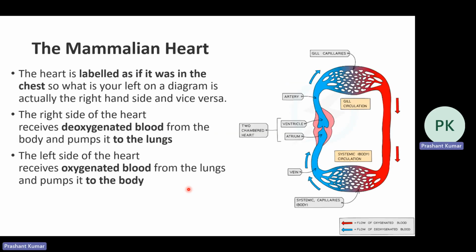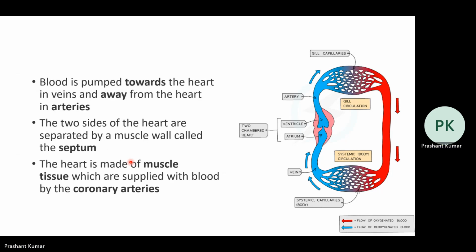The mammalian heart is slightly complicated. It has four chambers. The heart is labeled as it is in the chest. So what is on your left on the diagram is actually the right side, and what is on the right will be the left. So you can just imagine it like this. The right side of the heart receives deoxygenated blood, as I said earlier, and the left side contains oxygenated blood. Always remember this.